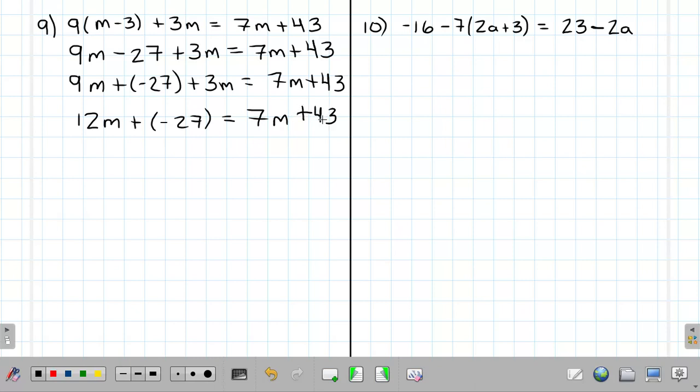And once again, we're at a spot where we can go on to step 3. So we combine the like terms. I'm going to subtract 7m, subtract 7m. 12m minus 7m gives me 5m. That's still plus negative 27 is equal to, the whole point here is we want those to go away, and we're left with 43.